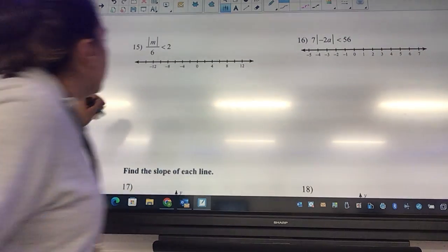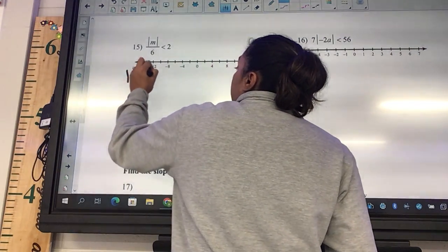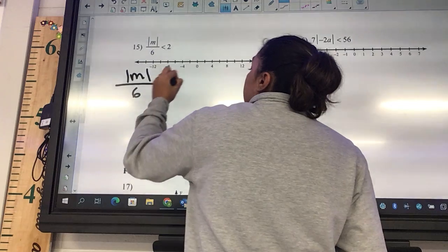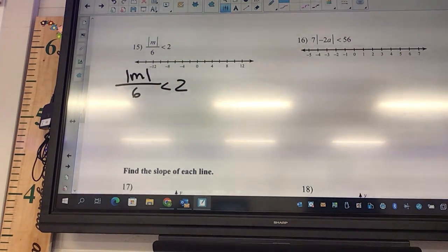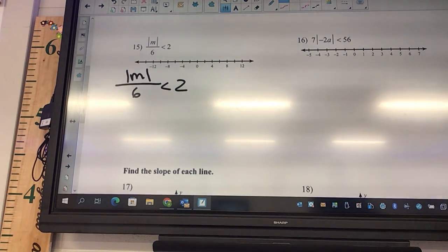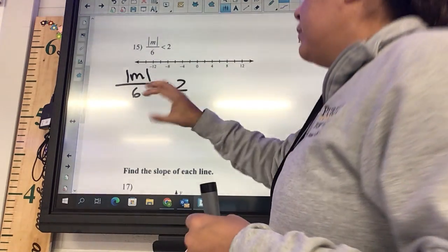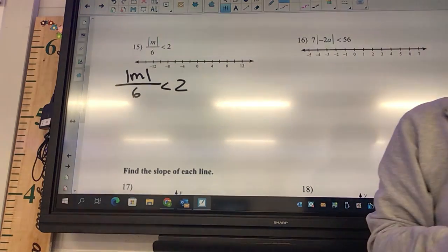Okay, 15. I got m over 6. Are the bars all by themselves? No. See how that 6 is on the outside of the bars but underneath? That means that before you say comma and make it a negative, you need to move the 6 first. How do we move that 6?